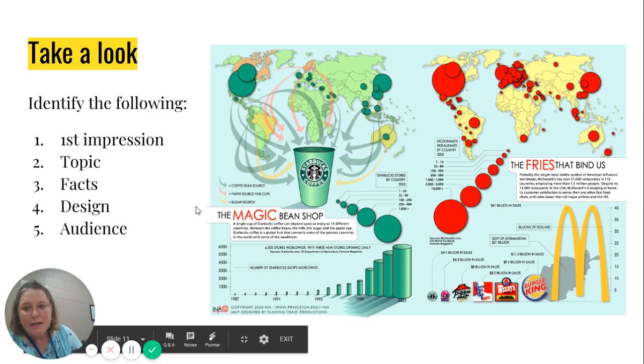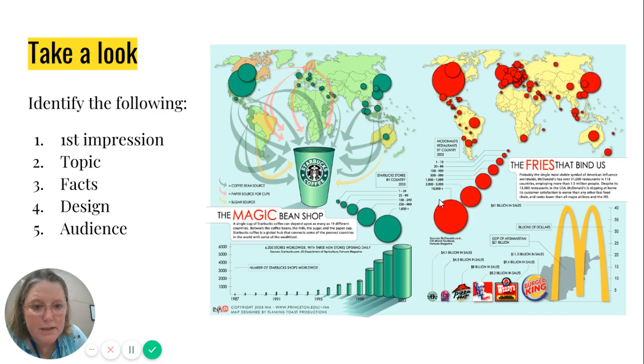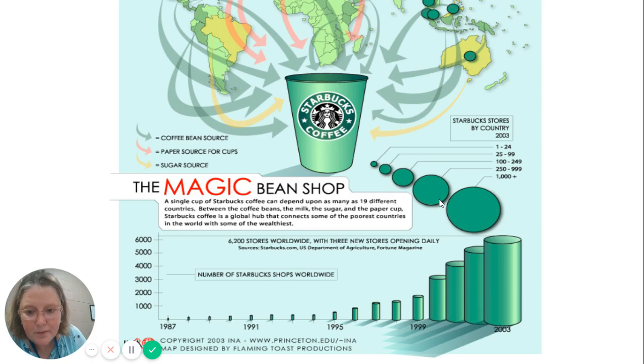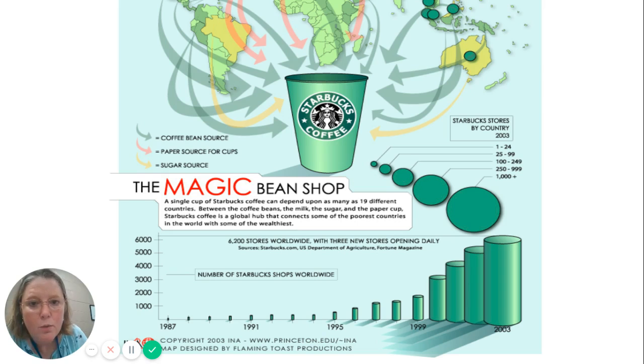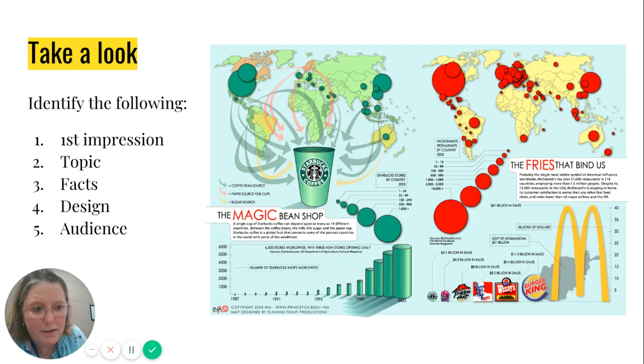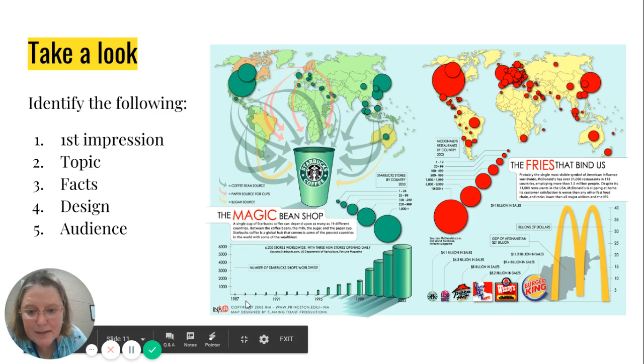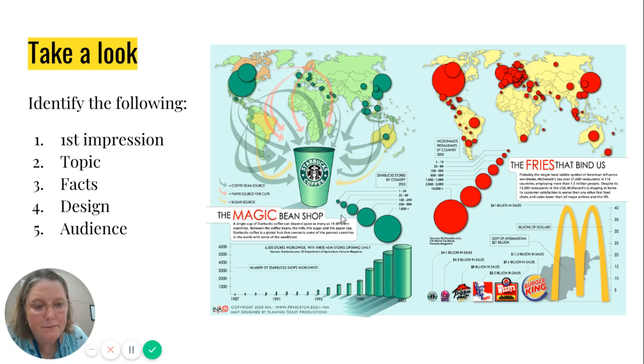And then the last one, the audience. Who is the audience for this infographic? My guess would be people who are looking at the numbers, to see where Starbucks is, where McDonald's is, and to compare the two. So it could be consumers in general. One thing that we look at with the facts is, where did the information come from? It tells us right here, 2003 by Princeton EDU. And then it tells us who designed the infographic.